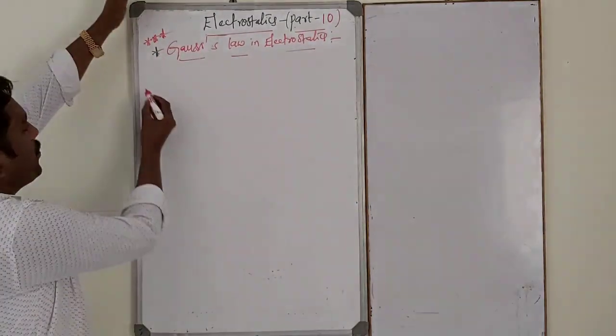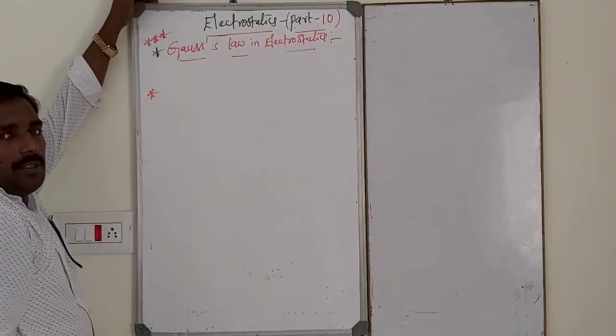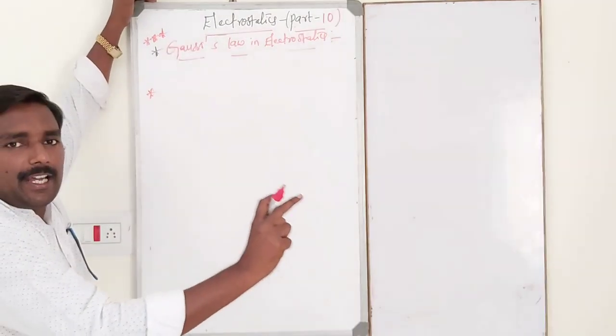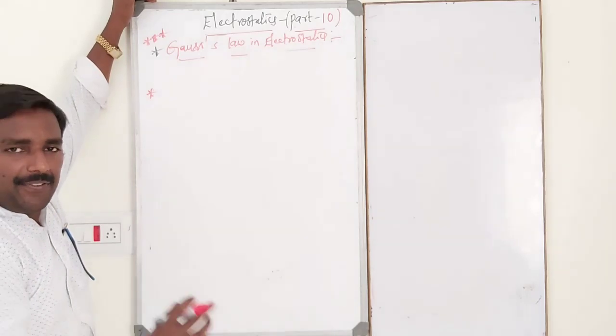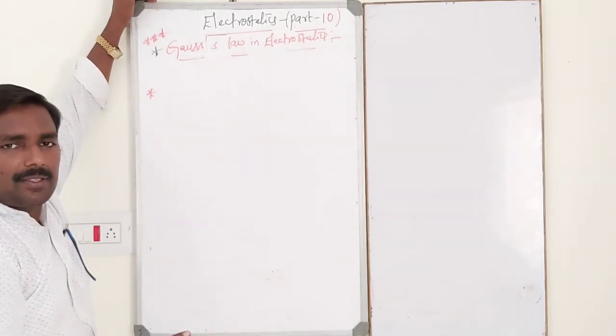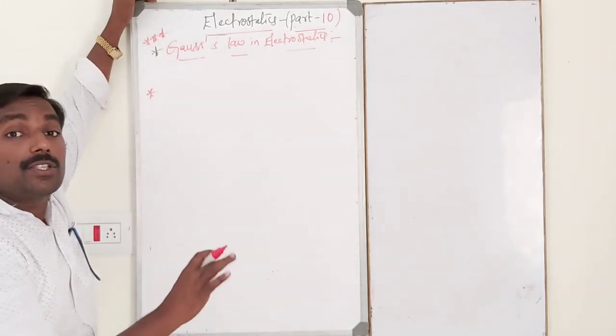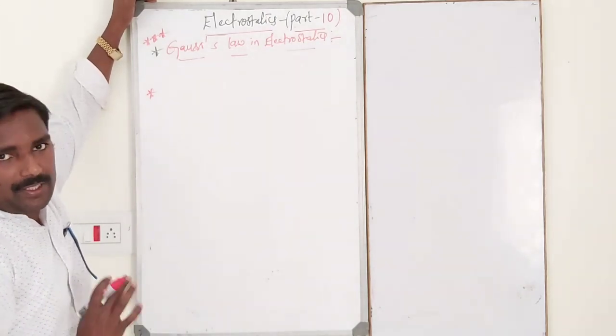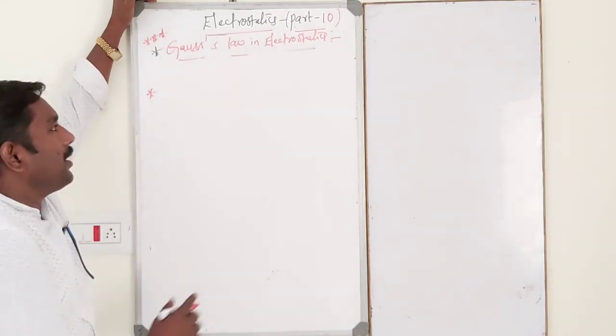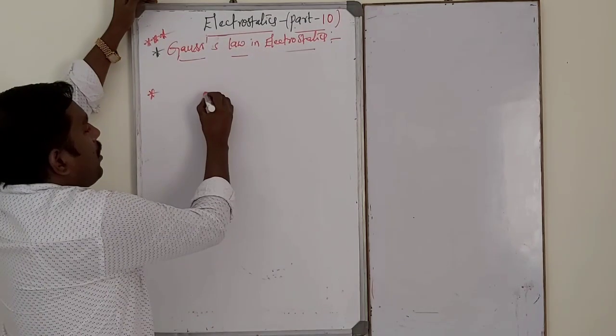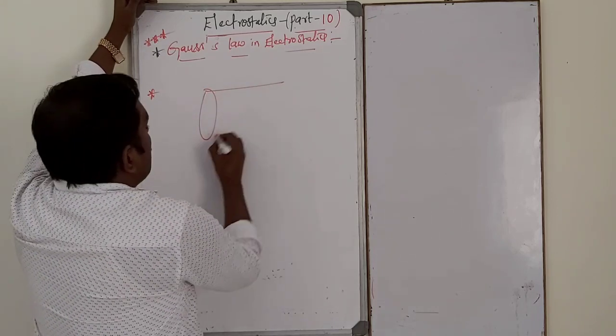See, dear students, for a small example, if there is no charge inside the surface, whether spherical, cylindrical, or any surface, there is no flux. For example, let us consider a small cylinder like this. This is the cylinder.